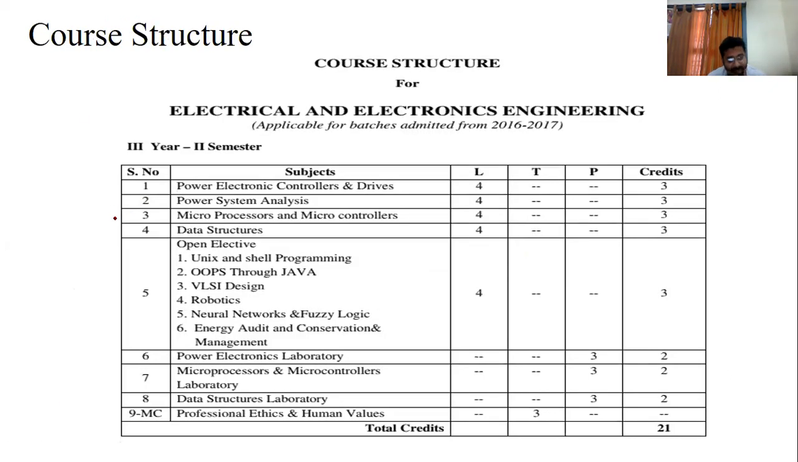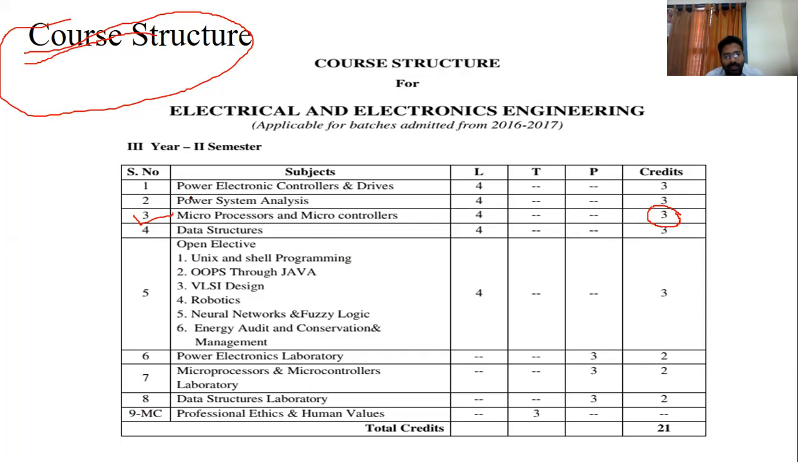Then you can see the course structure for this subject. This is our third subject, microprocessor and microcontroller. You have 3 credits for this subject. You must pass the subject, then only you will get these 3 credits.